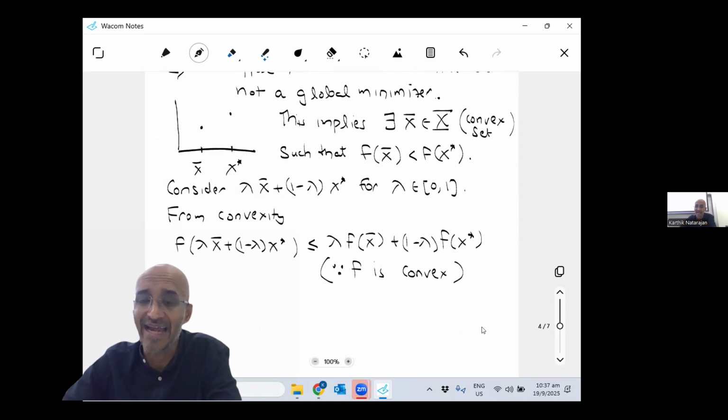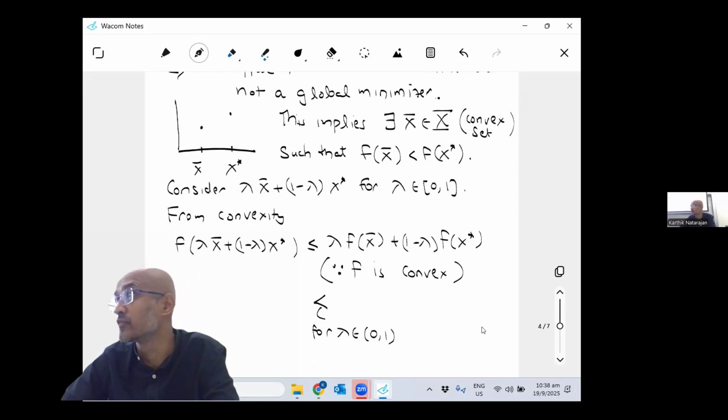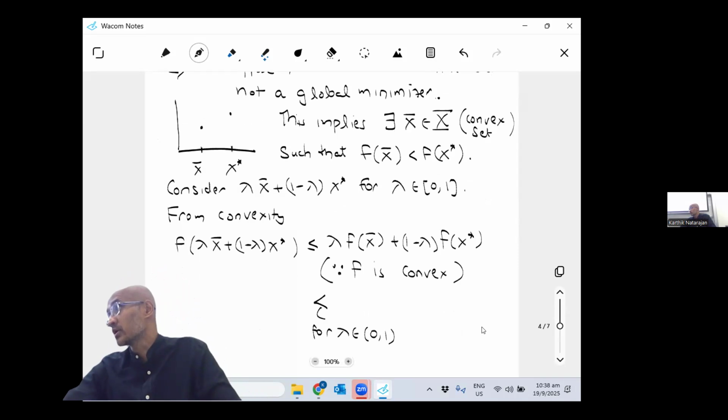Now let's make it strict. This is true for every lambda between 0 and 1. If I now consider values of lambda strictly in the interval 0, 1, these are strictly non-zero values. What do I know? I know f of x bar is less than f of x star. This value is less than this value.